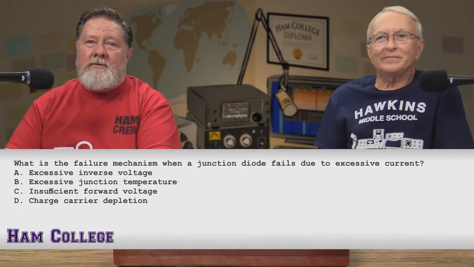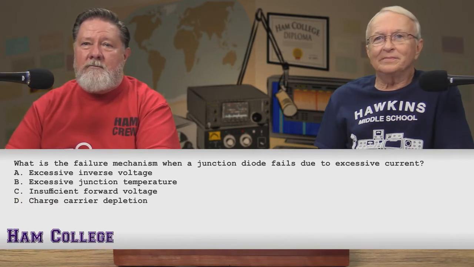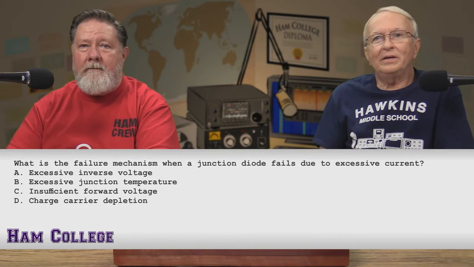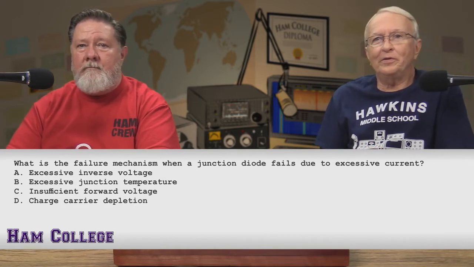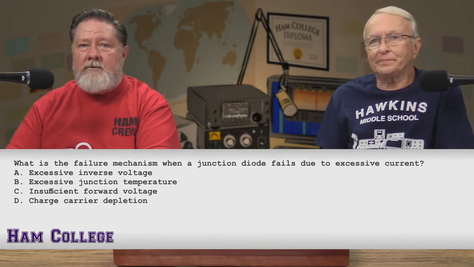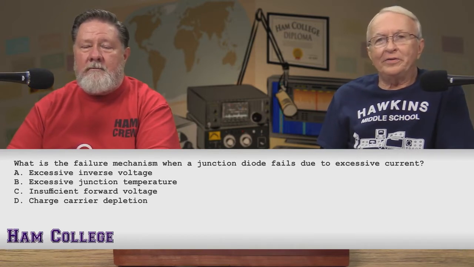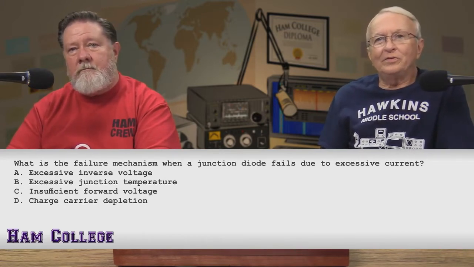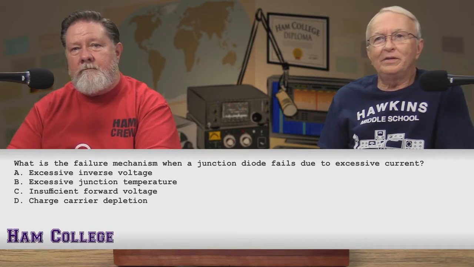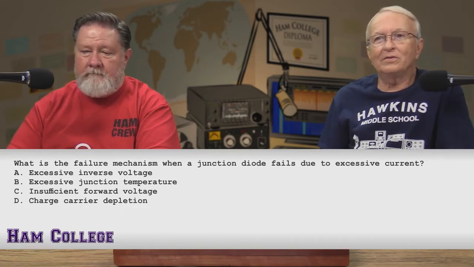What's the failure mechanism when a junction diode fails due to excessive current? A, excessive inverse voltage. B, excessive junction temperature. C, insufficient forward voltage. Or D, charge carrier depletion. What is a failure mechanism when a junction diode fails due to excessive current?